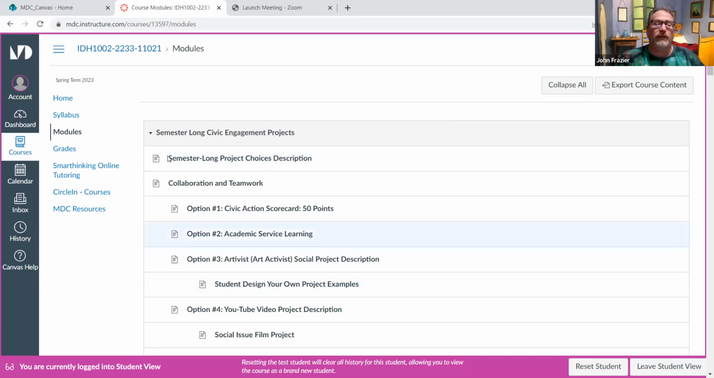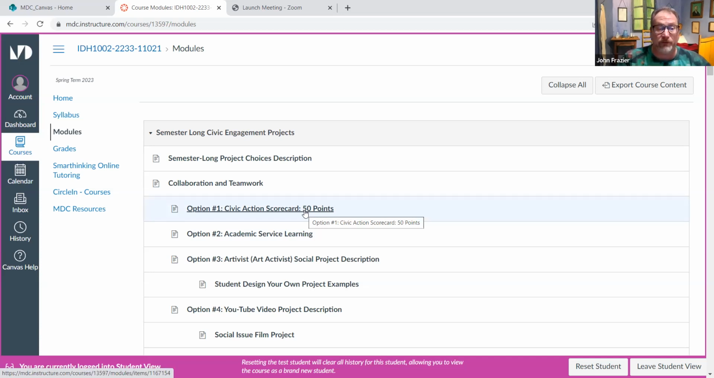Now, when we're looking at our modules, the first thing that I'll have you consider is that I want you all early on thinking about your semester-long civic engagement project. Every one of you has to do a semester-long civic engagement project, and that project is of your own choosing and design. It's a minimum of a 10-hour commitment throughout the semester. So you can do the Civic Action Scorecard, where you're earning points. That's the one that I most recommend for students because it allows you to explore and gives you some flexibility. Each of these comes with a written exercise as part of the reflection.